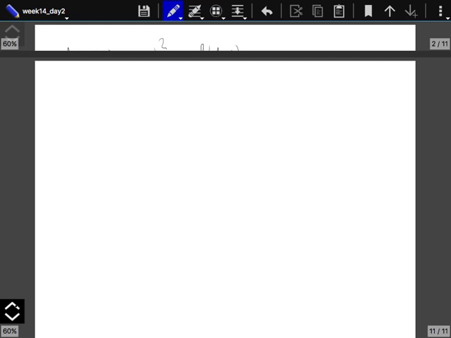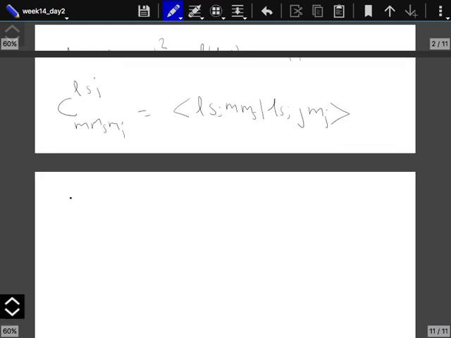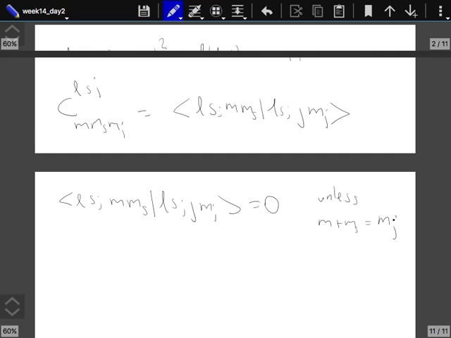Now I will make one more claim. These coefficients are equal to 0 unless M plus Ms is equal to Mj. Well, if you just sum the components, one component of the sum of vectors is the sum of the components. This is basically the quantum mechanical analog for the addition of angular momentum. The z component of the angular momentum of the whole system is the sum of the z components of the angular momenta of the parts of the system.